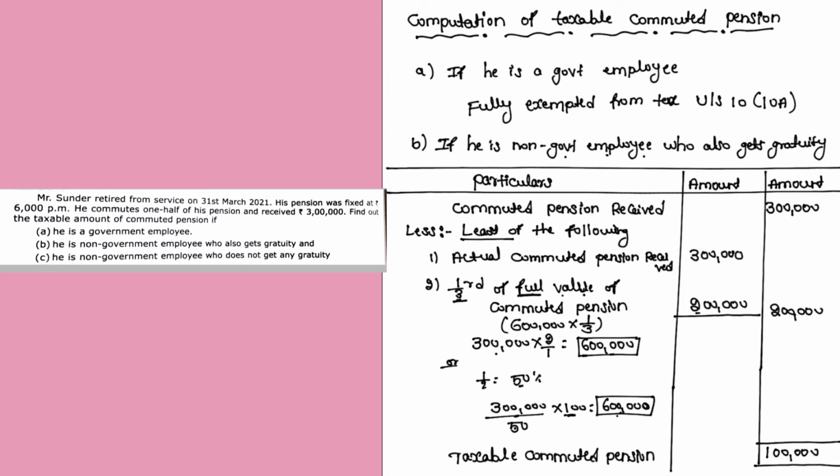So 1/3 of the full value of pension, they're saying. So 6 lakhs into 1 by 3, you'll get 2 lakhs. In this, least of the following means the lower amount. So 2 lakhs is lower compared to 3. If you deduct that, you will get 1 lakh. That is your taxable commuted pension.